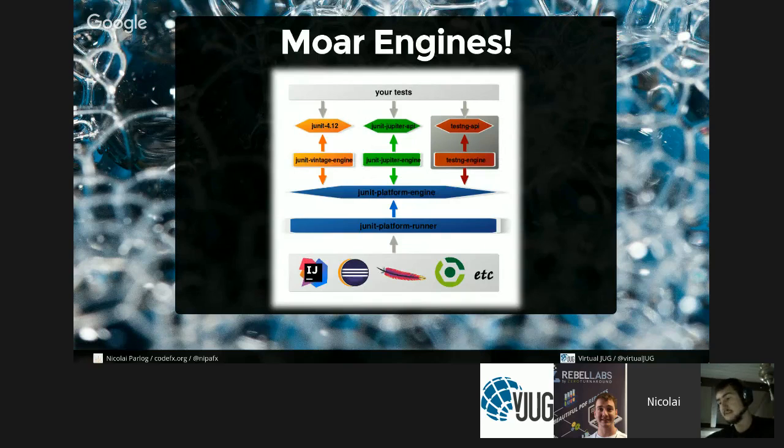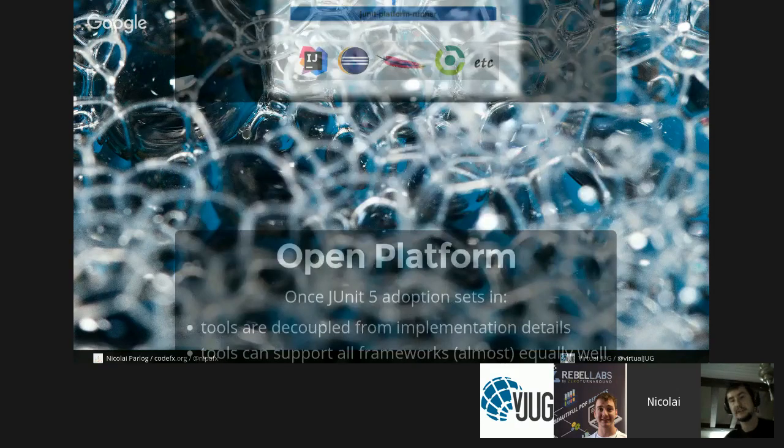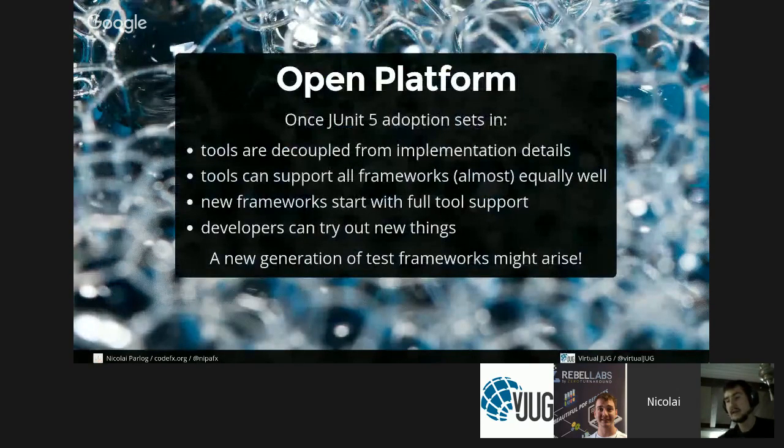You could do that. You could have a TestNG engine, implement the JUnit platform engine API, and then the JUnit platform runner wouldn't care, and neither would all your tools. To them, it would just be the same, whether they're on JUnit 5 or JUnit 4 or TestNG or Cucumber or anything else. So this means that once JUnit 5 is really getting adopted, the tools can finally decouple themselves from implementation details. And they can support all frameworks equally well. Well, not quite equally, but almost.